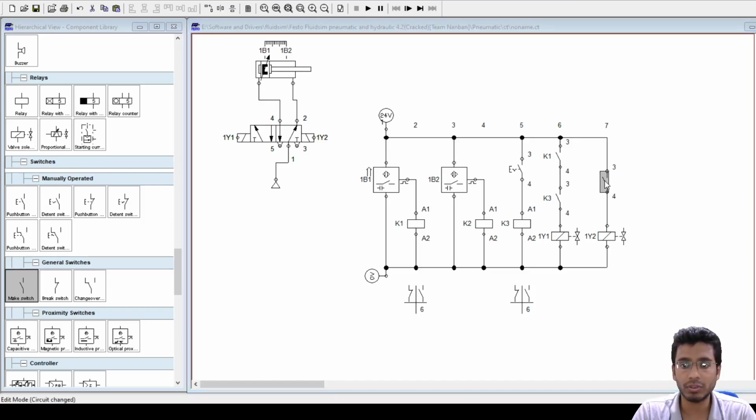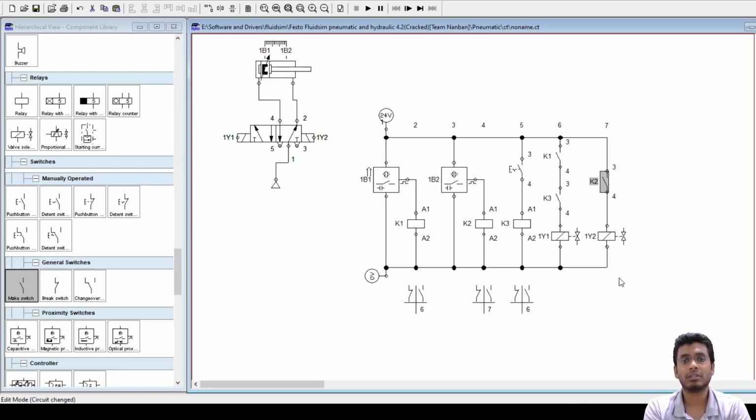K2. Yes, good. So this should be K2. But when it is a proximity switch, without touching it, how does it work? The difference between proximity and limit is that in a limit switch the cylinder touches the wall, whereas in the case of proximity, it is just nearby.